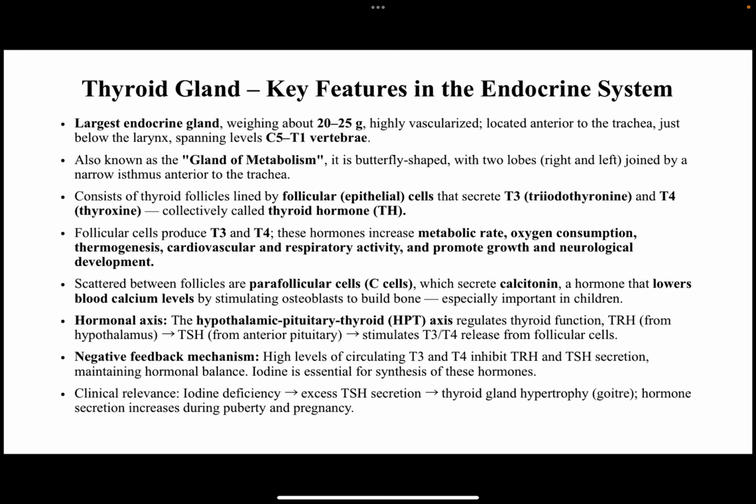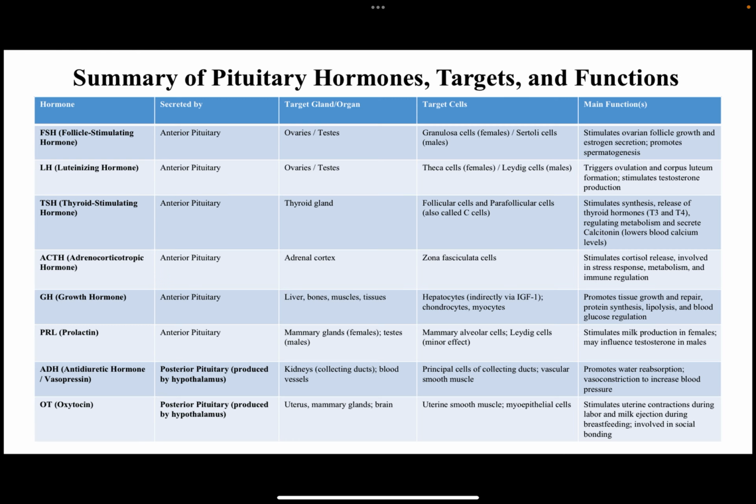Good. Now let's look at a summary of the hormones produced by the pituitary gland, their target cells, and their functions, just as we did for the hypothalamus. Now let's look at these hormones. So these are the hormones produced. In fact, remember that there are 2 hormones in the posterior pituitary. They are not produced there.